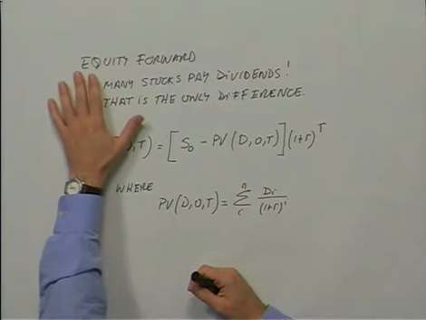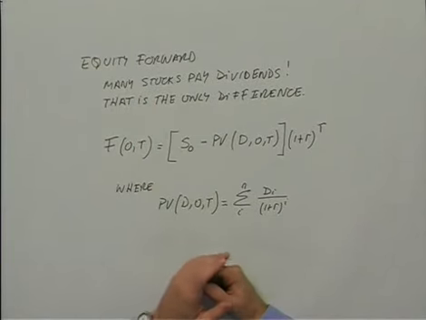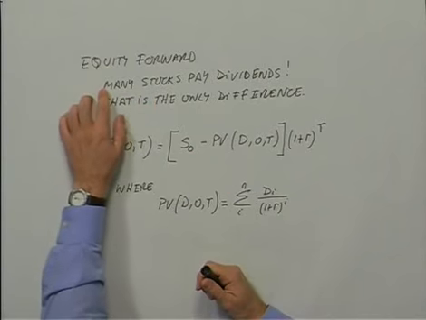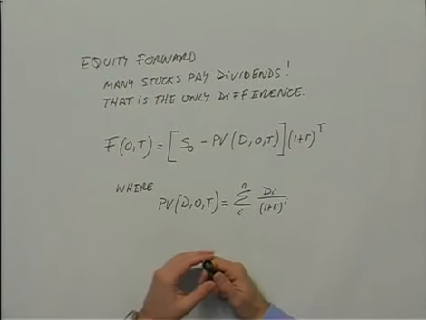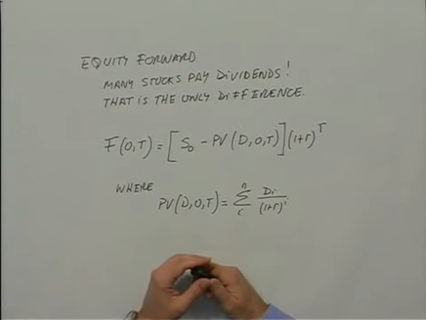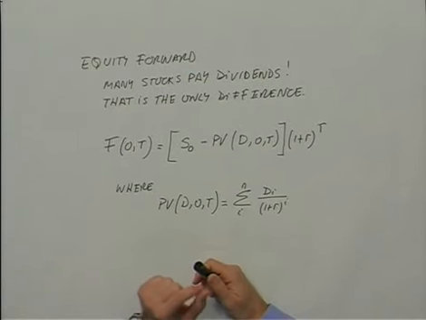Let's now talk about equity forward contracts. What is the difference between equity forward contracts and other forward contracts? Well, the only difference is that many stocks pay dividends. In other words, there is a cash flow distribution from the underlying asset to the owner of the underlying asset. That is the only difference between a forward contract, say, on a commodity like gold, and a forward contract on equity like a share of common stock.